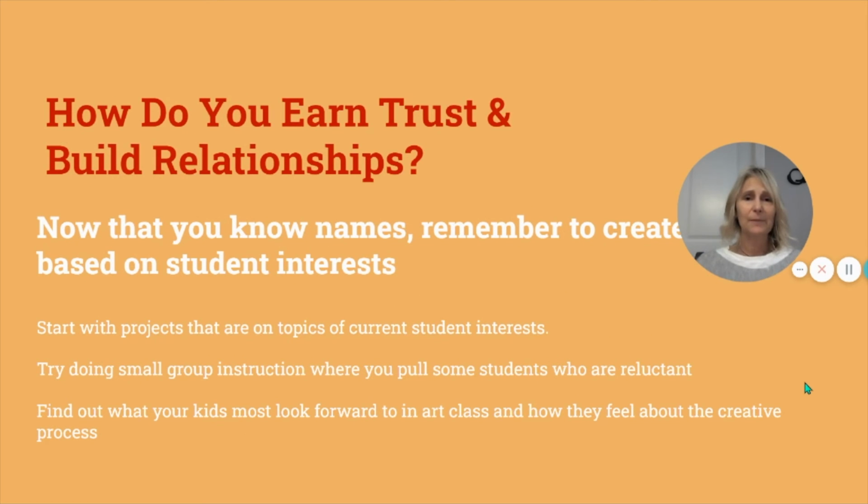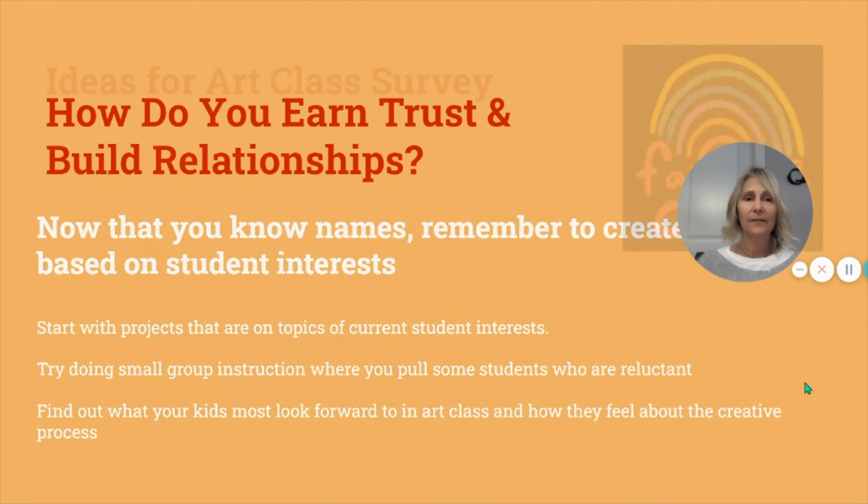Finally, now that we've learned their names, how do you continue to earn their trust and build relationships? One of the most effective ideas is to start with projects that are on topic of current student interests. Another thing you can do is try to work in small groups where you pull some of the students who are reluctant to participate and get to know them. And then find out what your kids most look forward to in art class and how they feel about the creative process. Maybe you did this at the beginning of the year, and at the start of the new year, mid-semester, it's also a good time to check back in.